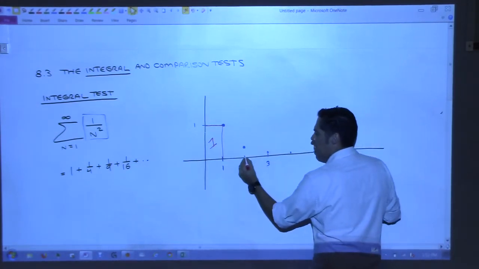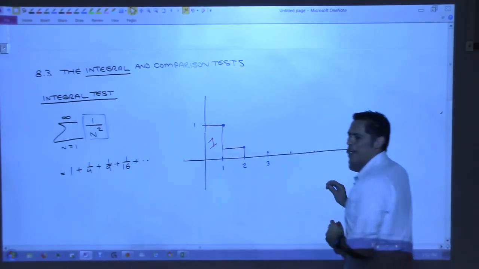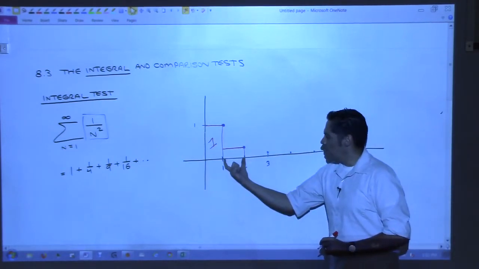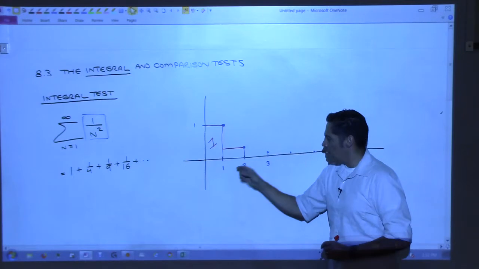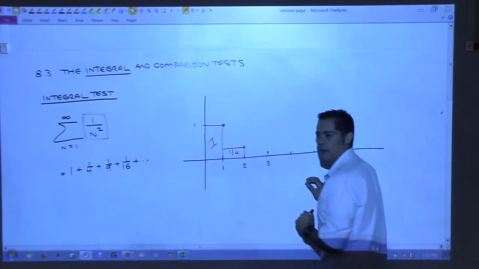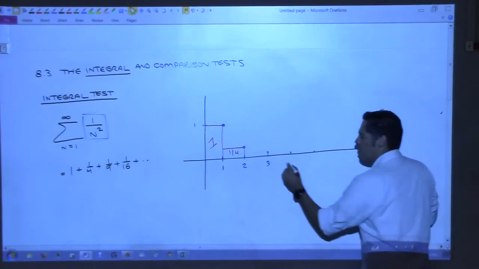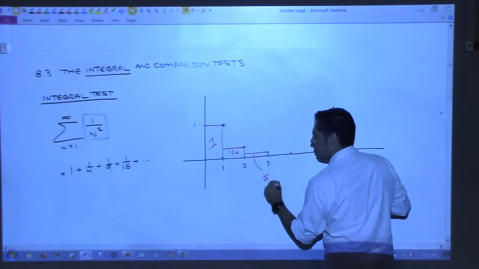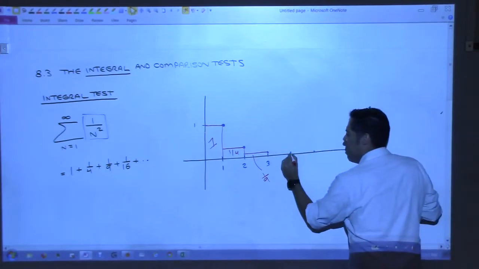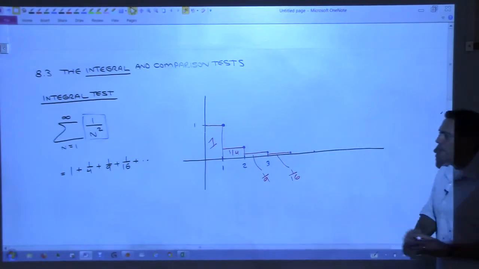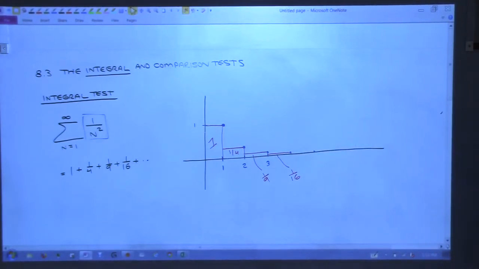Okay, if I go to this one here and go up and over, what's the area of that rectangle? Well, how wide is it? 1. How tall is it? 1/4. So the area of that is 1/4. Agreed? And then what about the next one? What's the area of this one? 1/9. And what's the area of the next one? 1/16. So I'm trying to figure out what all those add up to be, right?